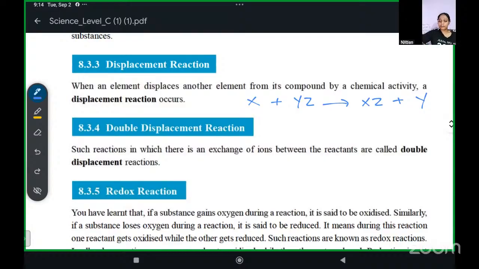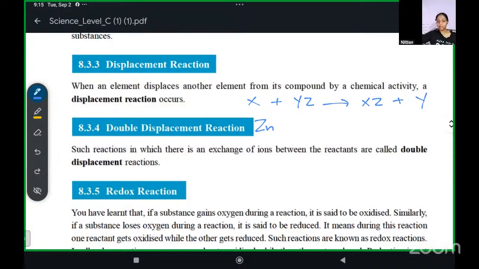You can write down one of the examples. Ma'am, what about this exchange of ions? Exchange of ions takes place, but you don't have to mention that in the test. So I can just say double displacement reaction is the reaction where the reactive materials get grouped and the non-reactive materials get grouped. Yes. Or when the more reactive material displaces the less reactive material.